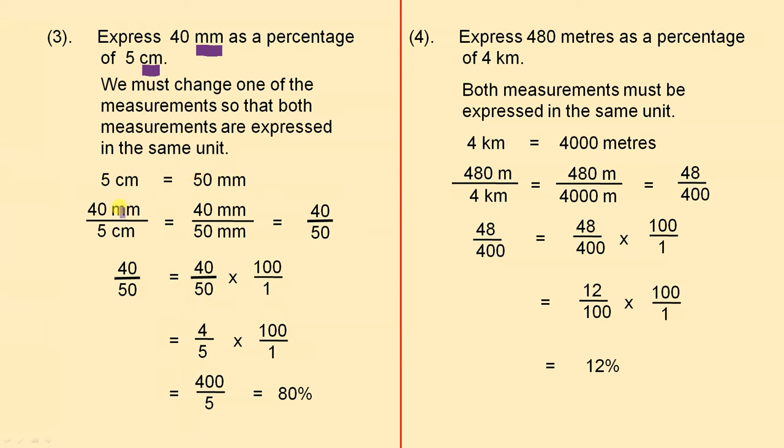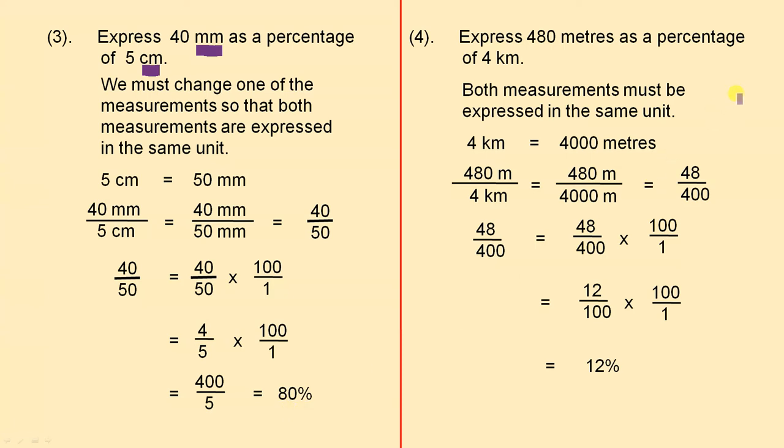Now, 40 millimetres over 5 centimetres is actually 40 millimetres over 50 millimetres. Because the units are the same, we don't have to worry about them, so that gives us 40 over 50. To express that as a percentage, we have 40 over 50 times 100 over 1. We divide top and bottom by 10. That gives us 4 over 5 times 100 over 1. 4 times 100 is 400 and 5 ones are 5. 400 divided by 5 is 80%. So that's the answer.